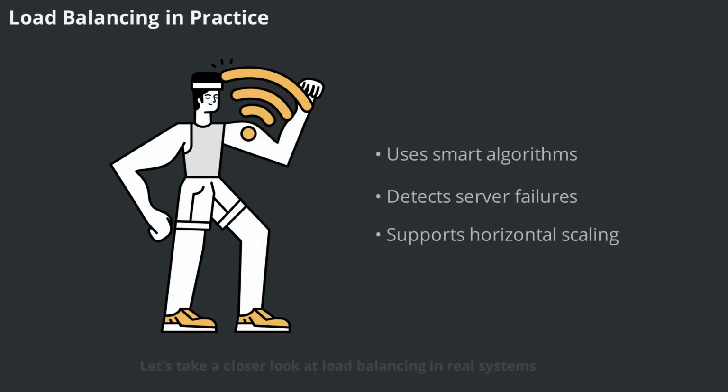Let's take a closer look at load balancing in real systems. Load balancers use algorithms like round-robin, least connections, or weighted routing to distribute requests. This ensures that no single server becomes a bottleneck. If a server fails, the load balancer detects it and reroutes traffic to healthy servers, maintaining uptime. Load balancing is essential for horizontal scaling, allowing you to add servers as your user base grows. Without it, scaling becomes fragile and unreliable.